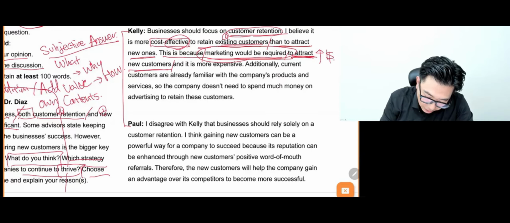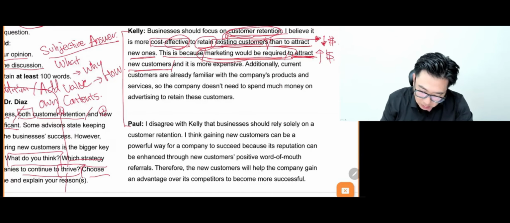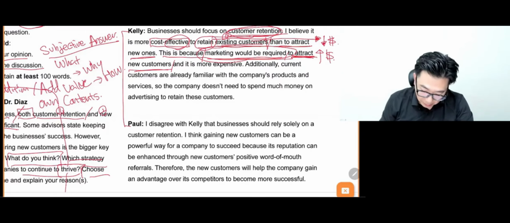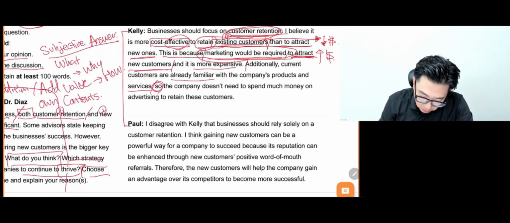So retaining, keeping existing customers, you don't have to do marketing. They already know us. They are already buying from us. So it's going to cost less. So that's why we should focus on customer retention. Okay. And it is more expensive. Yeah. Additionally, plus current customers already know the company's products and services. So the company doesn't need to spend much on advertising.